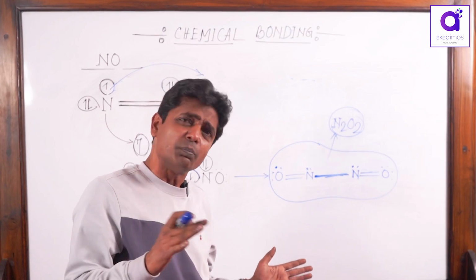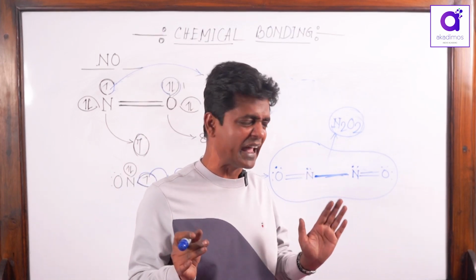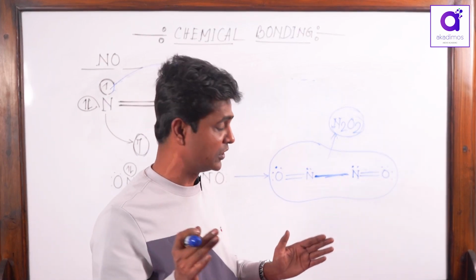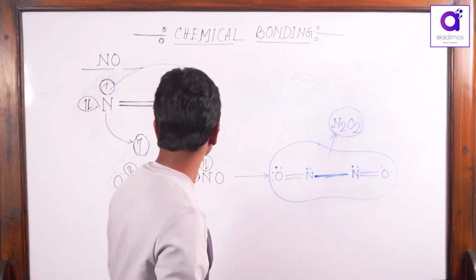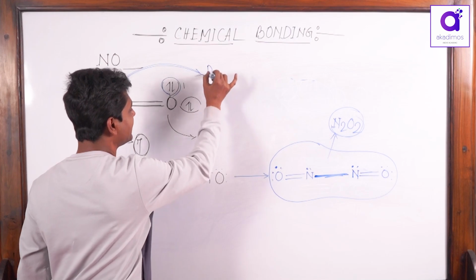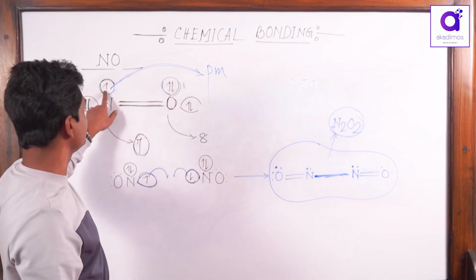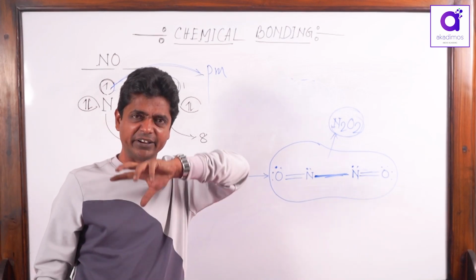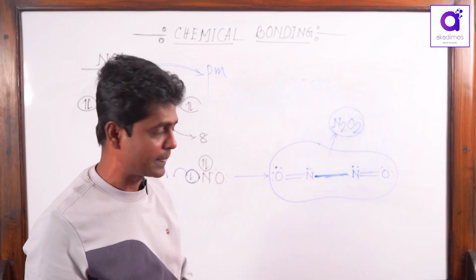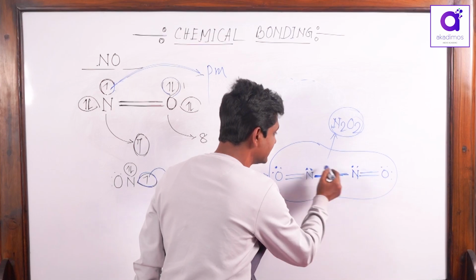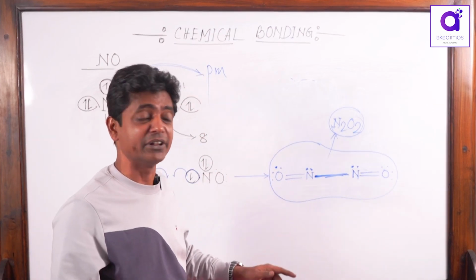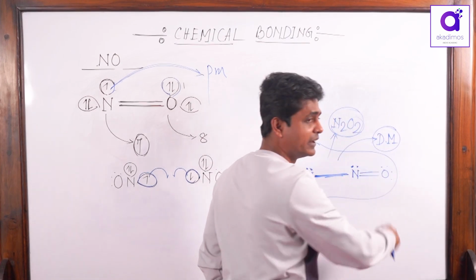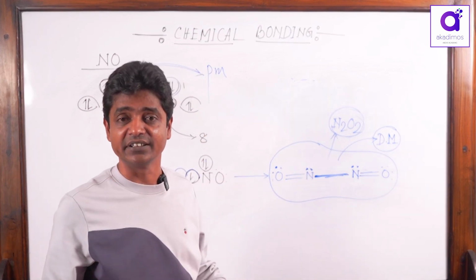Now tell me, what property changes when it forms a dimer? Actually, in the liquid state, NO exists as the dimer N2O2. What property changes? Focus. Previously, I told you it was paramagnetic, and this was due to the odd electron. Any odd electron molecule is paramagnetic, since, due to the spinning motion of the electron, the magnetic field generated is not cancelled out by another. Now, in N2O2, there is no odd electron. That means it is a diamagnetic species, and diamagnetic species are feebly repelled by the magnetic field.